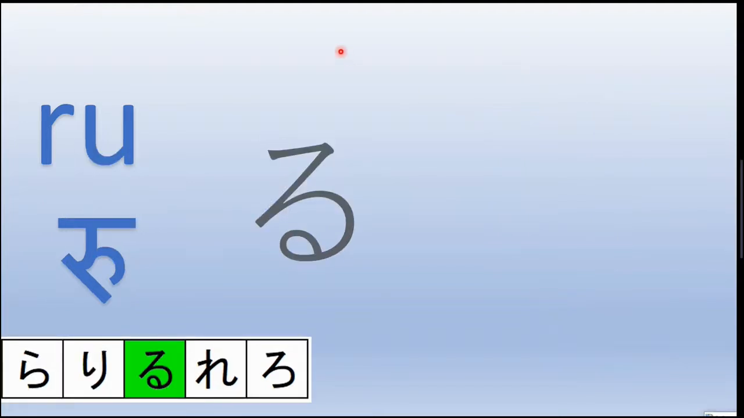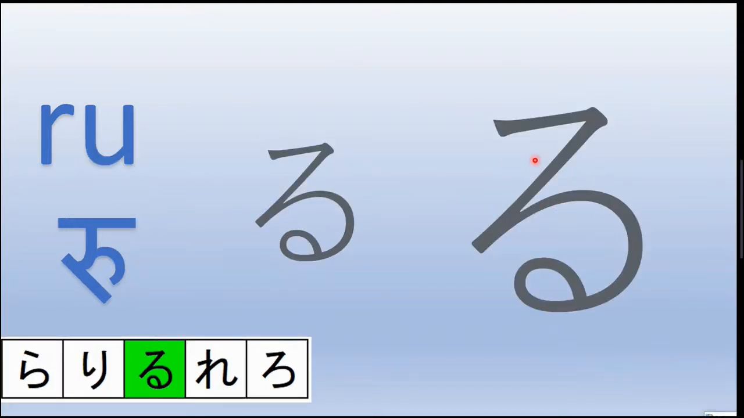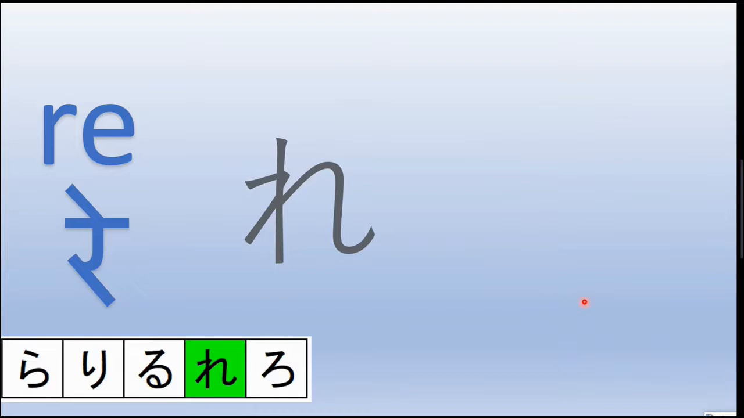Next in the series is ru. So this is written in a single stroke like this, and it resembles the numeric 3 in English or Z in English. In cursive English writing, we write Z as well in a similar way. So this is ru.